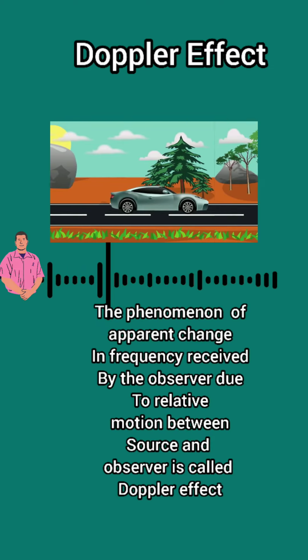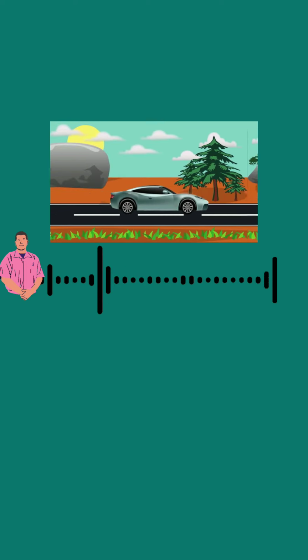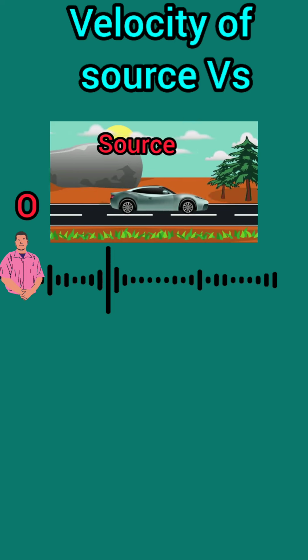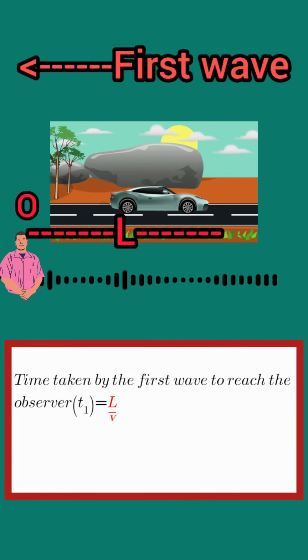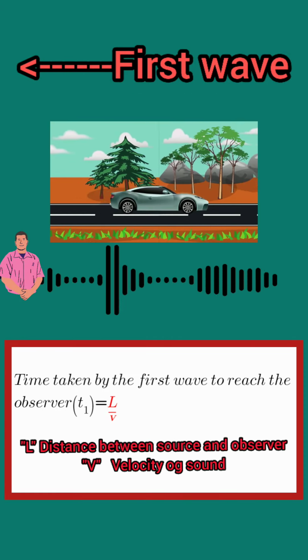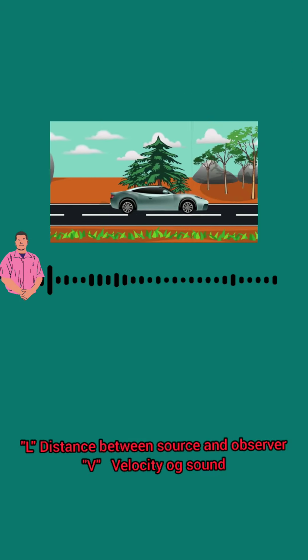The phenomenon of apparent change in frequency received by the observer due to the relative motion between source and observer is called the Doppler effect. O is the observer and the source is in motion. The time taken by the first wave to reach the observer, T1, is equal to L by V.